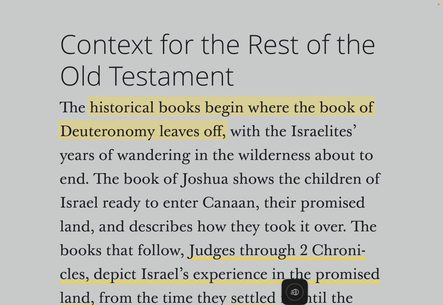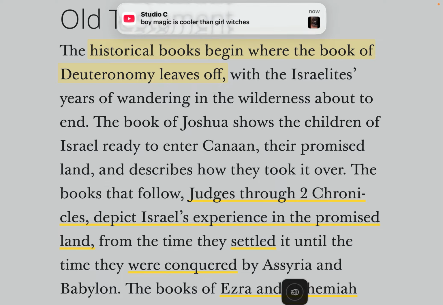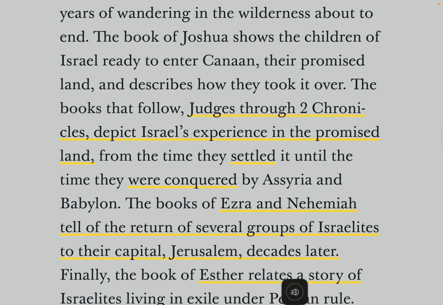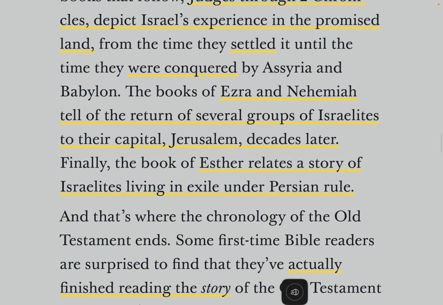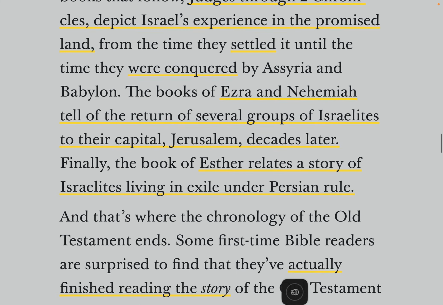Context for the rest of the Old Testament. The historical books begin where the book of Deuteronomy leaves off, with the Israelites' years of wandering in the wilderness about to end. The book of Joshua shows the children of Israel ready to enter Canaan, their promised land, and describes how they took it over. The books that follow, Judges through 2 Chronicles, depict Israel's experience in the promised land, from the time they settled it until the time they were conquered by Assyria and Babylon.